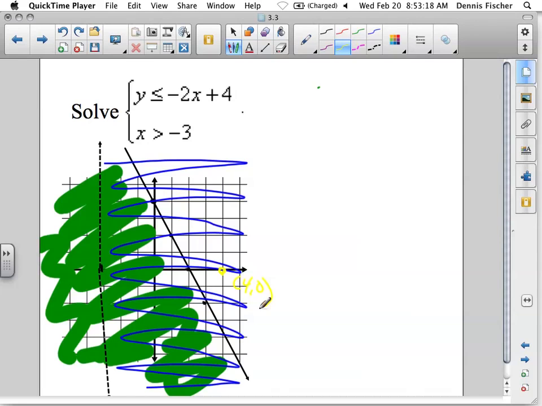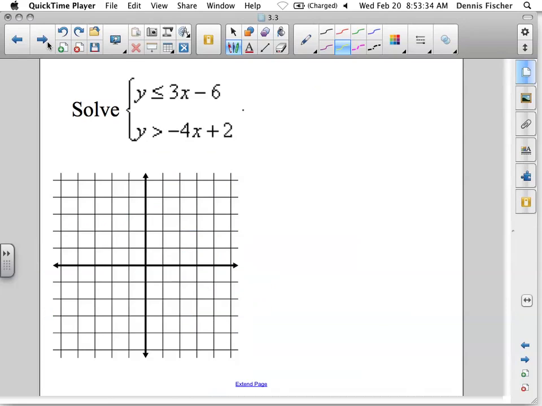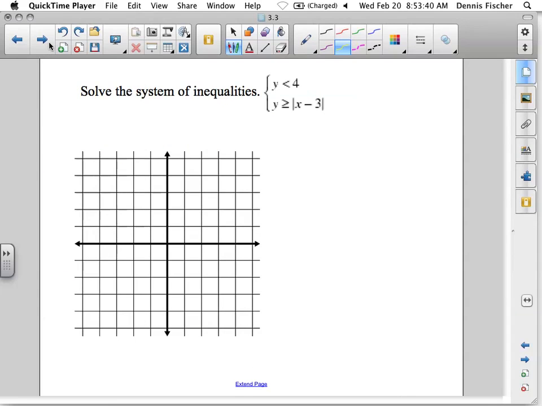That's false. So that point doesn't work in the top one. If I pick a point here, what would happen? It's going to work in the top one, right? But it's not going to work in the bottom. And here it works in both. It's just the area. What we're looking for is the area part. It's a little different than finding just a point. Actually, let's do this one.